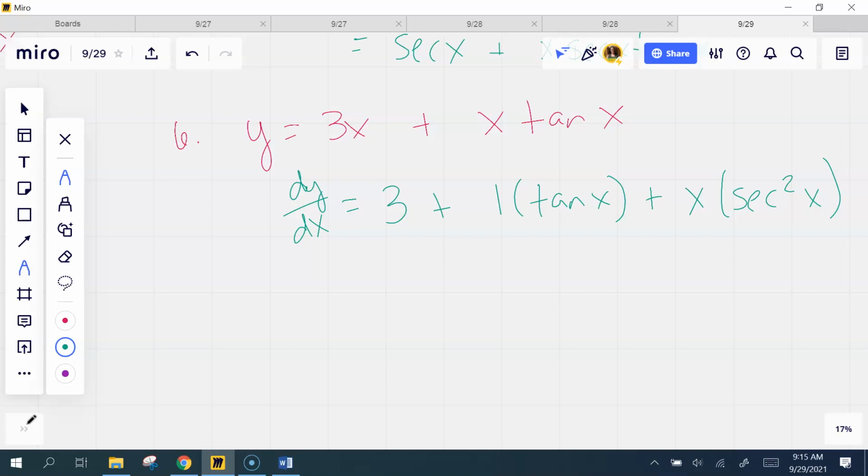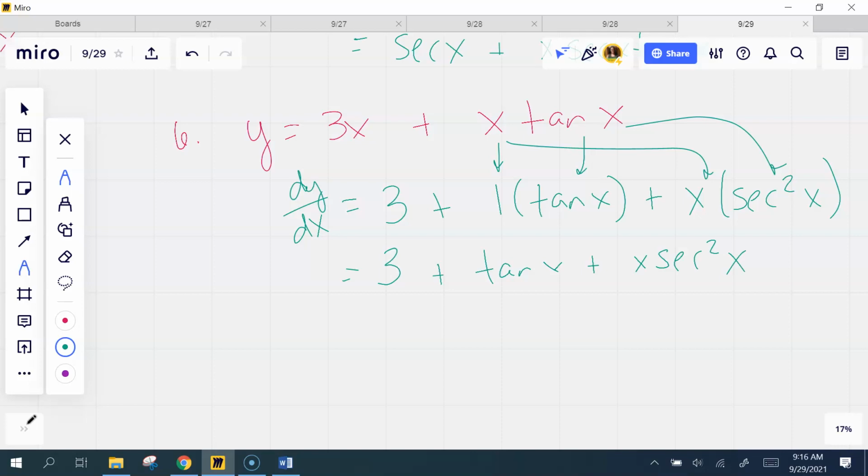Is it over anything? I did it right. The 3x is easy. It's just 3. Derivative of the first times the second plus the first times derivative of the second. There's not really anything else I can do with this, but just write it exactly that way. One more, and then I'm going to move on to some a little bit harder ones.